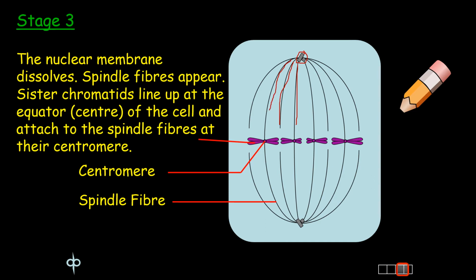The sister chromatids then line up at the equator, which is the center of the cell, just like you would have the center of the Earth. And they attach to the spindle fibers at their centromere. So your sister chromatids are attached at the centromeres, and that is what you would note for stage 3. So the nuclear membrane dissolves, the spindle fibers appear, sister chromatids line up at the equator of the cell and attach to the spindle fibers at their centromere.